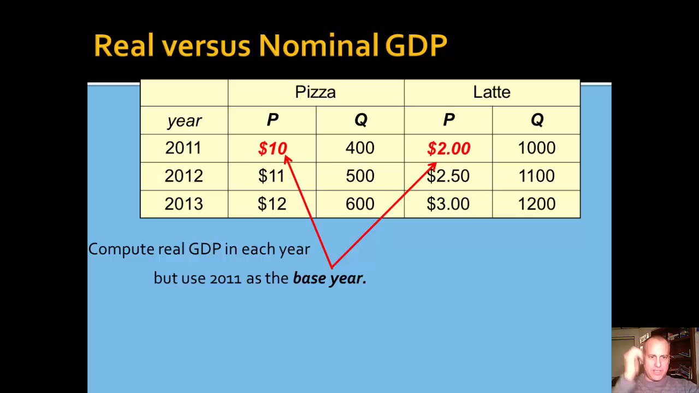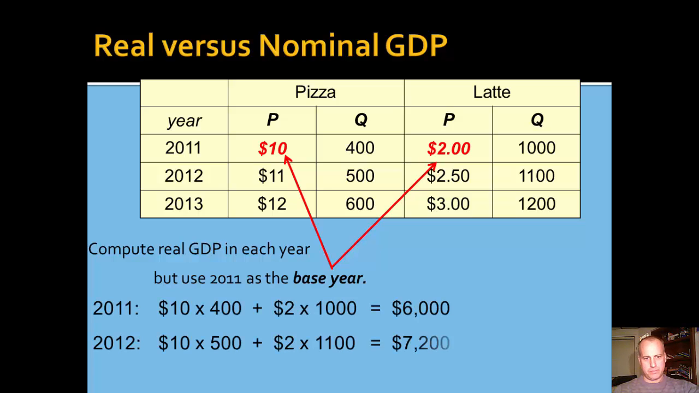Now, consider instead how we might calculate real GDP. And what we do here is we focus on a base year. And in our analysis, we're going to use 2011 as our base year. We're going to fix the level of prices at $10 per pizza and $2 per latte and see how much of the increase in GDP we can attribute to changes in quantity rather than changes in price. So 2011 is calculated exactly the same. 400 pizzas at $10 a piece plus 1,000 lattes at $2 a piece is $6,000 in expenditure.